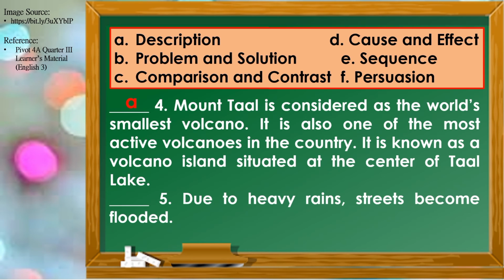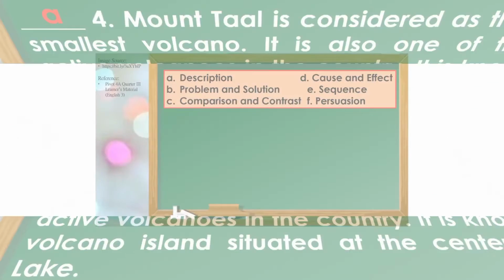Fifth statement. Due to heavy rain, streets become flooded. What type of informational text is used in this statement? Good job! The correct answer is letter D. This is an example of a cause and effect informational text.